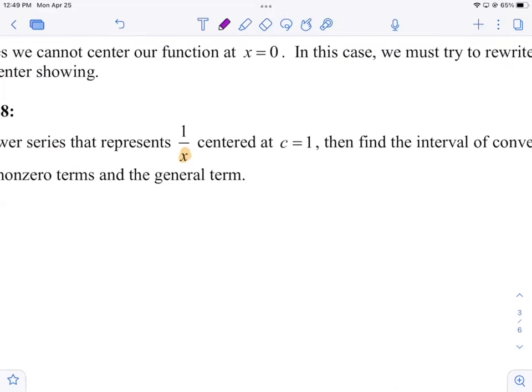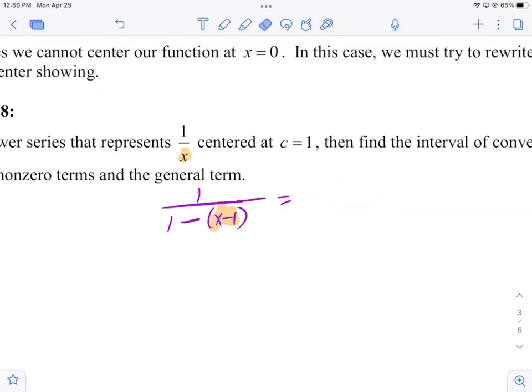So if I want the center to be at 1, then I'm going to need to have x minus 1 showing in my, I want to look for something like that, but it has to be equivalent. Is that equivalent right there to 1 over x? Because this is x minus the center. No, if you were to distribute that, you get 1 over 1 minus x plus 1. That ends up being what? 2 minus x. That's not 1 over x.